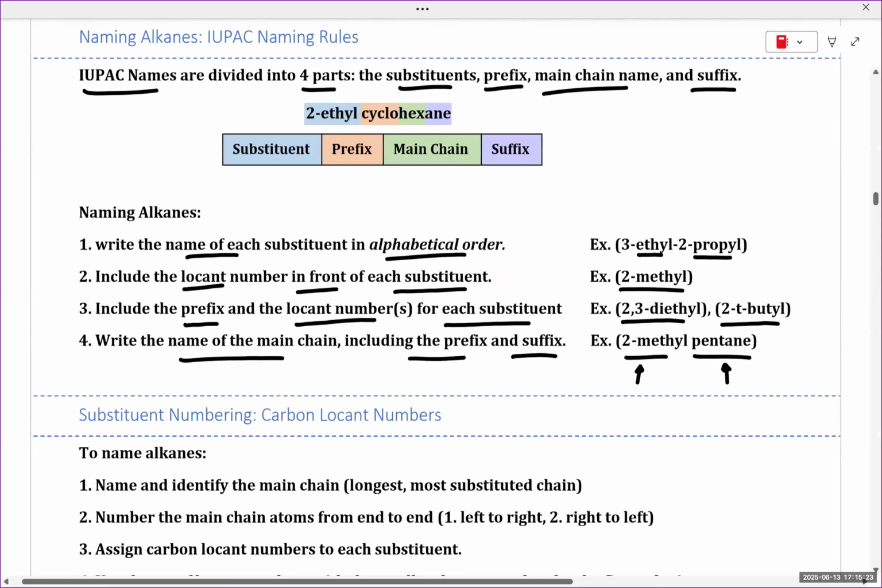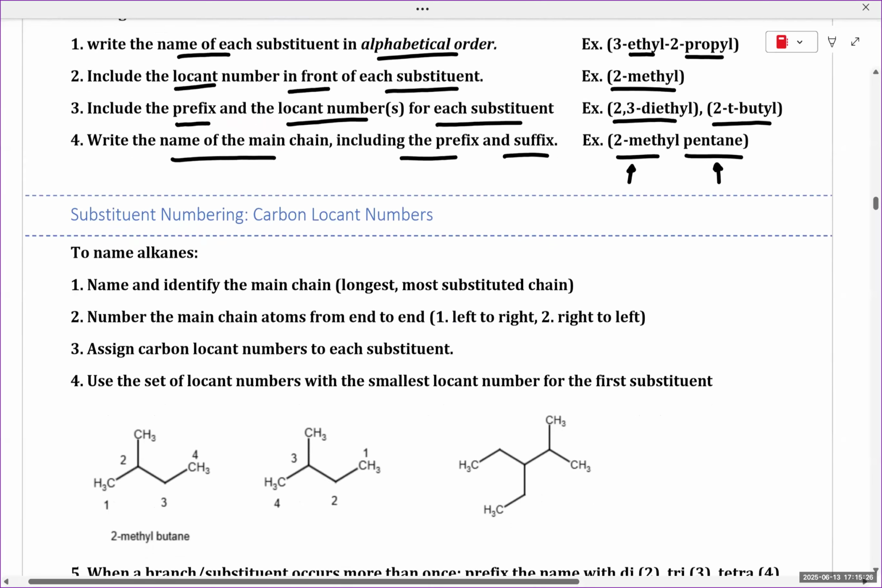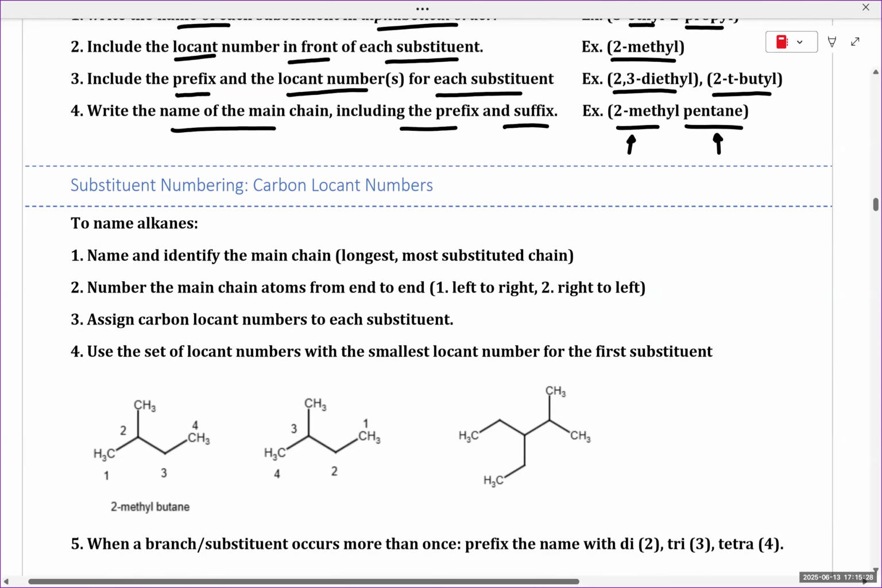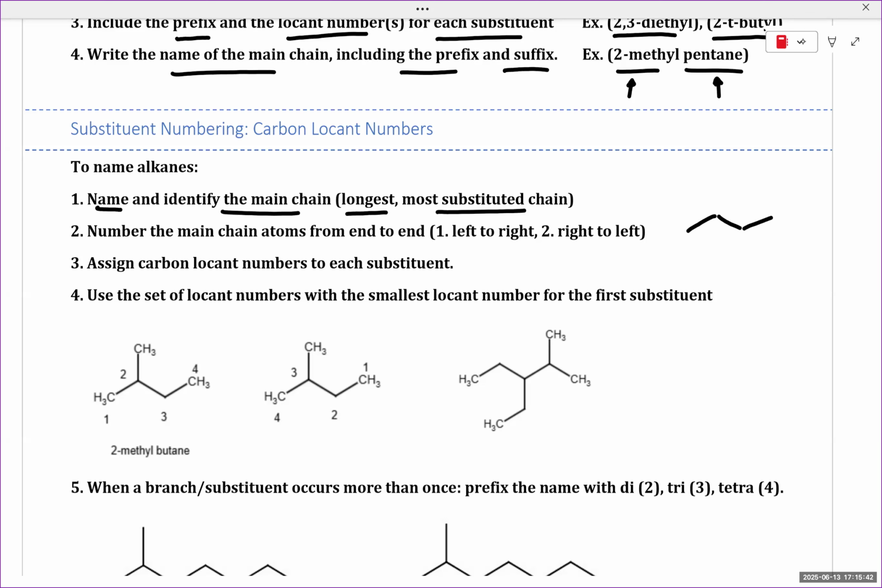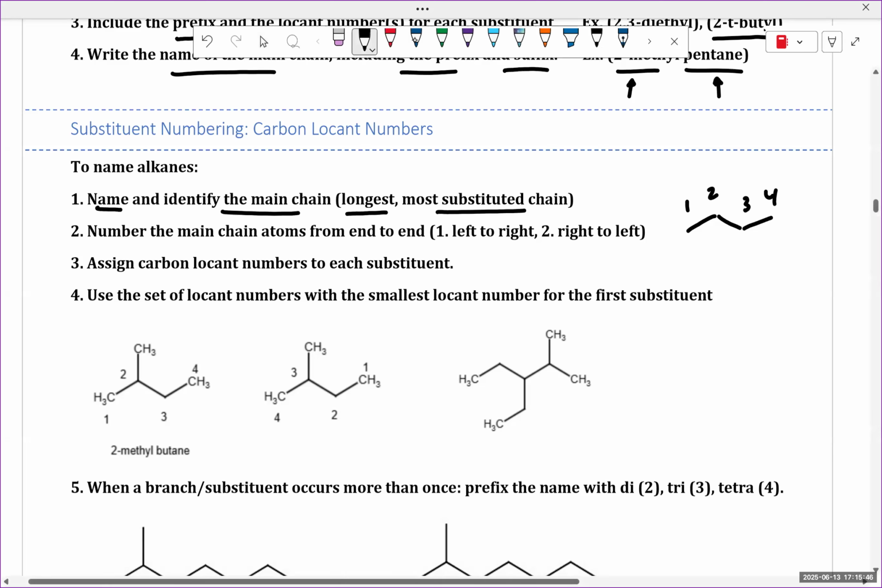Now, we've talked a little bit about locant numbers. Let's elaborate on that. So to name alkanes, the first thing that you need to do is name and identify the main chain, which is the longest, most substituted chain. Now, when you number the main chain, for example, if you have a chain, you can count in two directions, from left to right along the chain or from right to left.